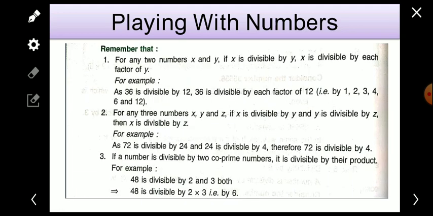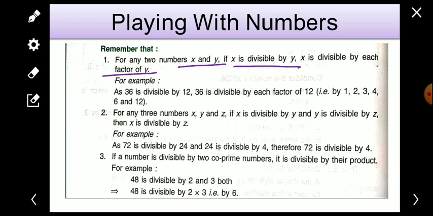So now, some points are there to remember. For any two numbers x and y, if x is divisible by y, then x is divisible by each of the factors of y. So let us understand through an example. Suppose that any number is divisible by another number, then that will be divisible by its factors also.